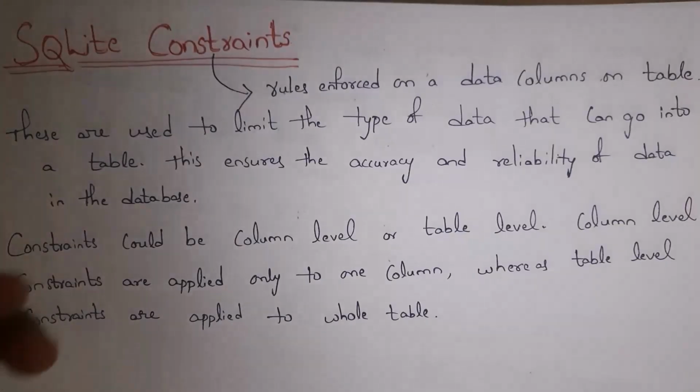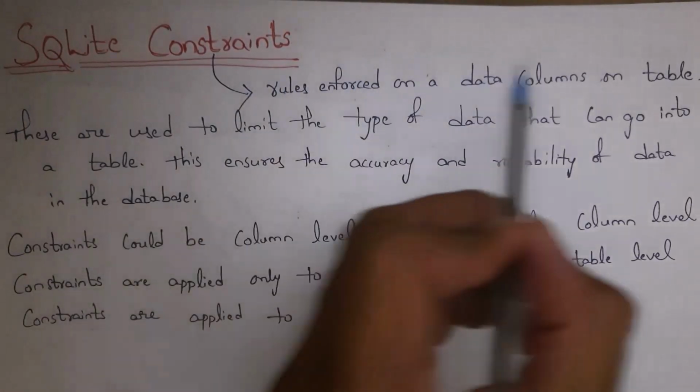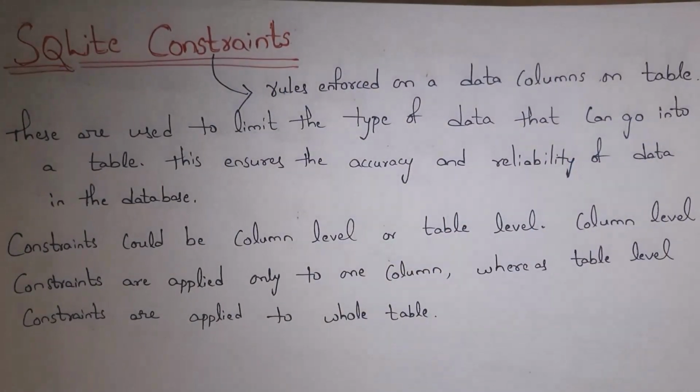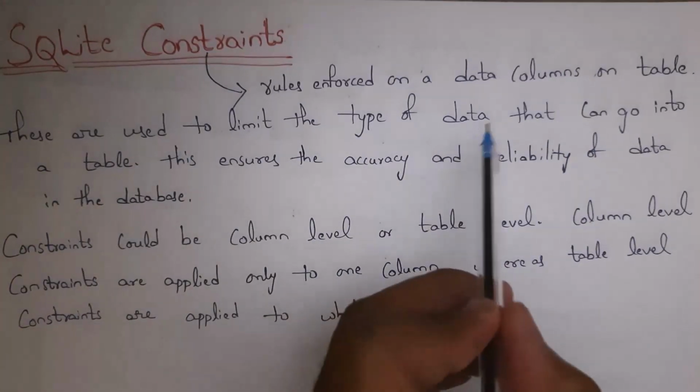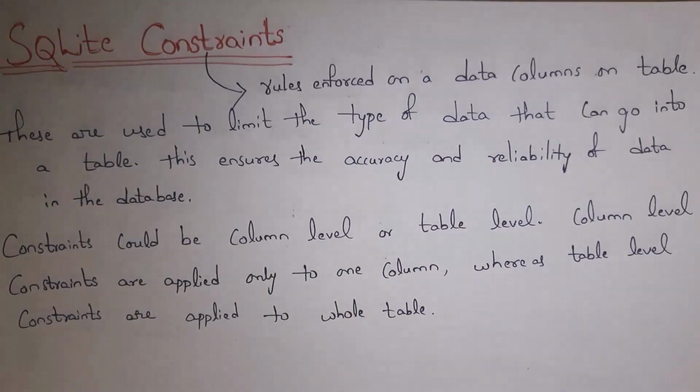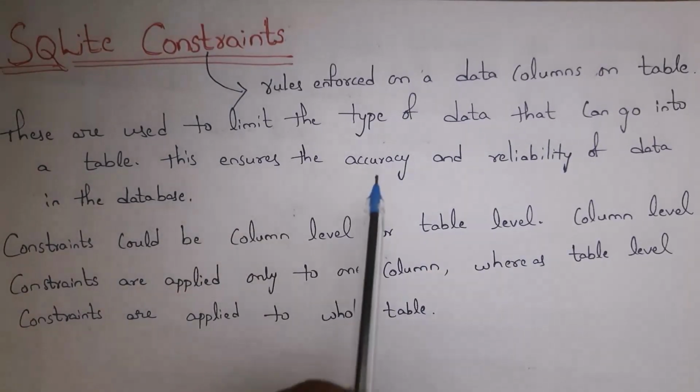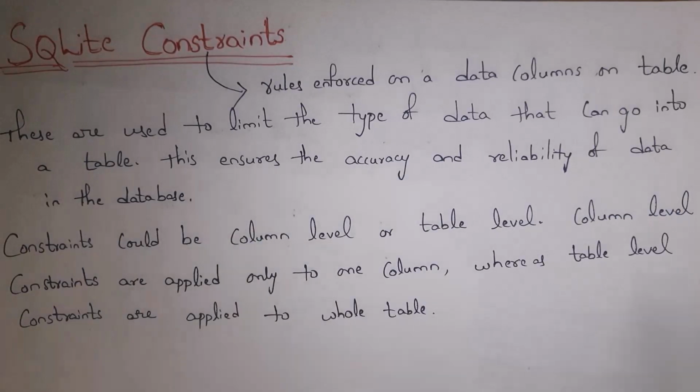Next I will explain SQLite constraints. Whatever rules we apply on database columns or tables, we call those rules constraints. By using constraints, we can limit the type of data that can go into a table. Constraints ensure the accuracy and reliability of data in the database. That is, by using constraints we can ensure correctness of data, and accurate data will be stored in the database.